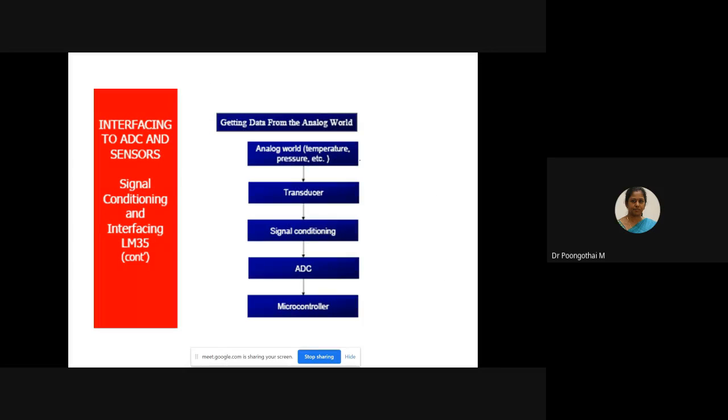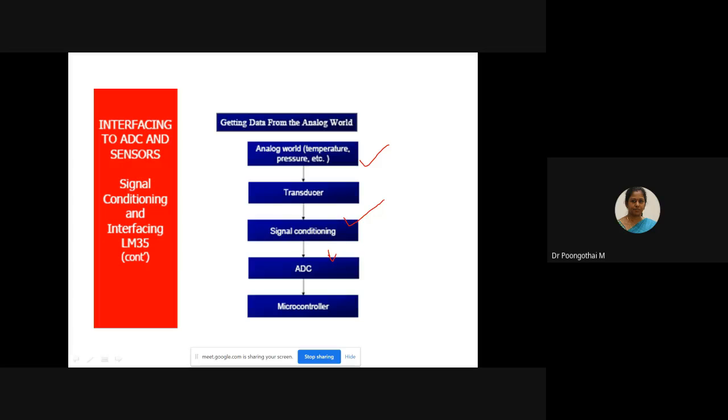Here you can see the temperature sensor. The output will be in the form of voltage, current, charge, capacitance or resistance. Here we need to convert this signal into voltage in order to send it to the ADC. Since the ADC accepts only a voltage signal, we need a signal conditioning unit. Okay. This conversion of your physical signal into voltage is called signal conditioning. Signal conditioning can be current to voltage conversion or signal amplification.